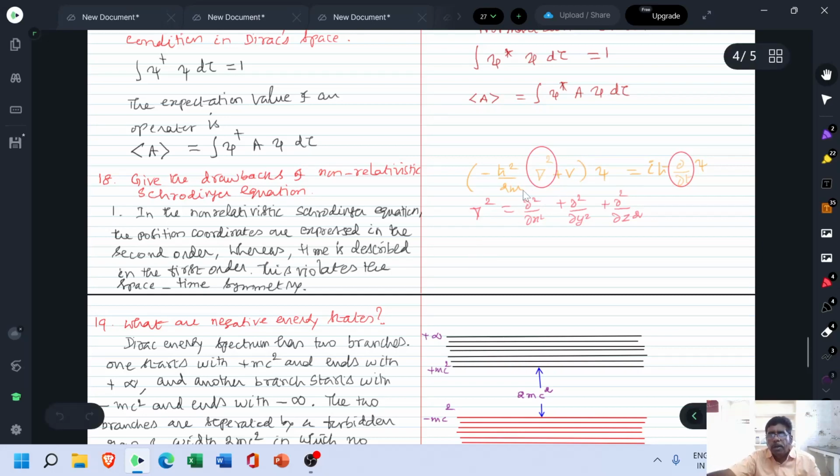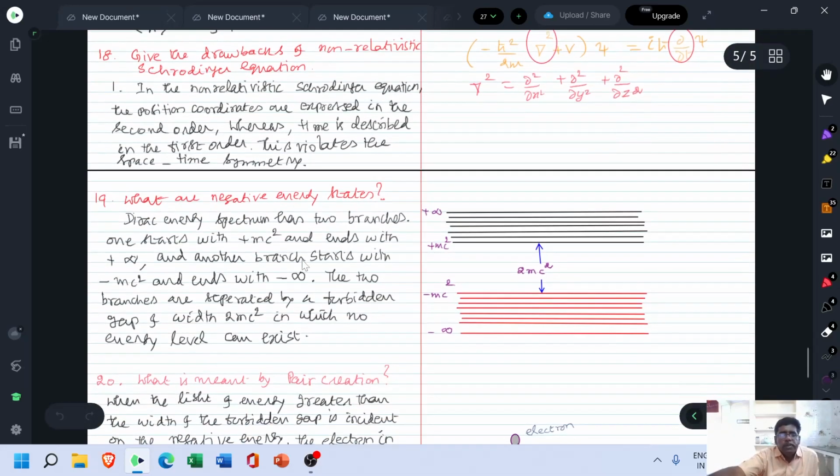See, H psi equals E psi. This is the Hamiltonian operator, the energy operator. In the Hamiltonian operator, del square, the position coordinates, are expressed in second order. These are all called space coordinates. But time is expressed in first order differentiation. This violates the space-time symmetry requirement of the special theory of relativity. We have to express both the coordinates either in second order or in first order. With the help of the KG equation, we have expressed all the quantities in second order. But in the case of the Dirac equation, we have expressed both space and time coordinates in first order.